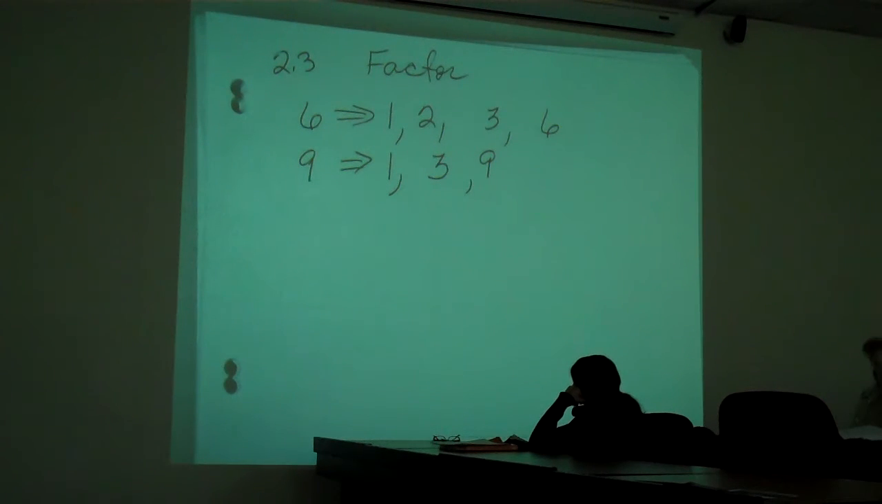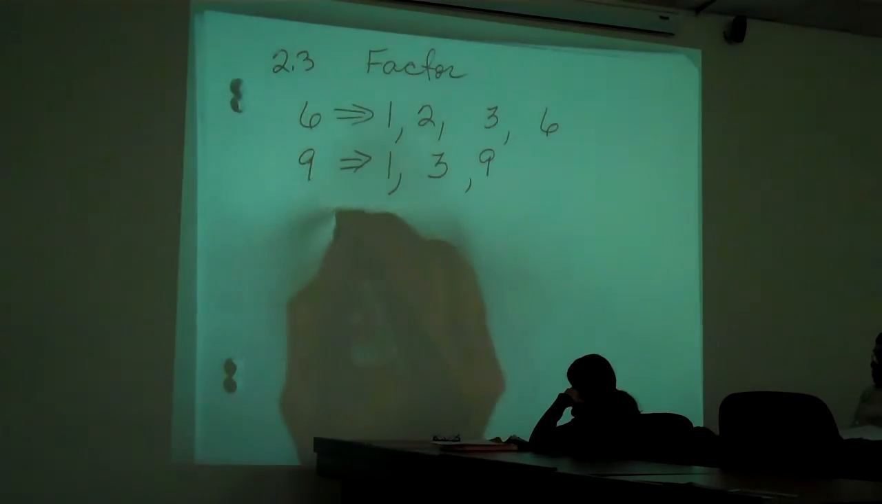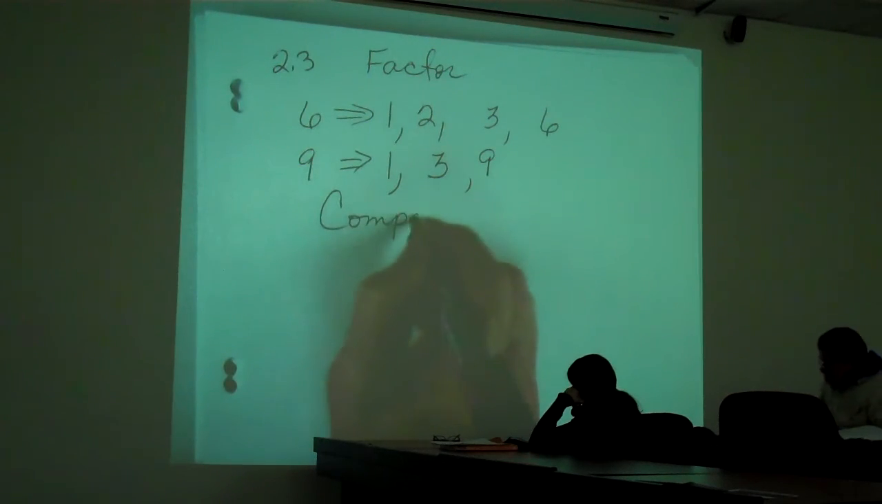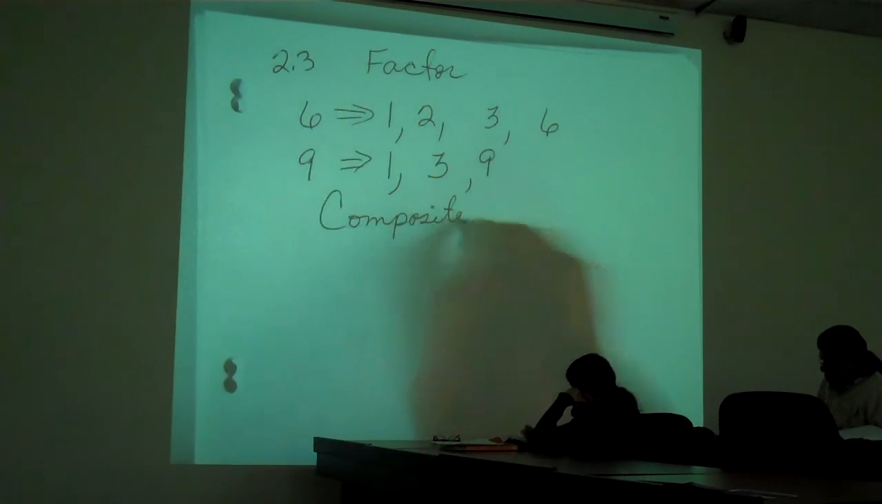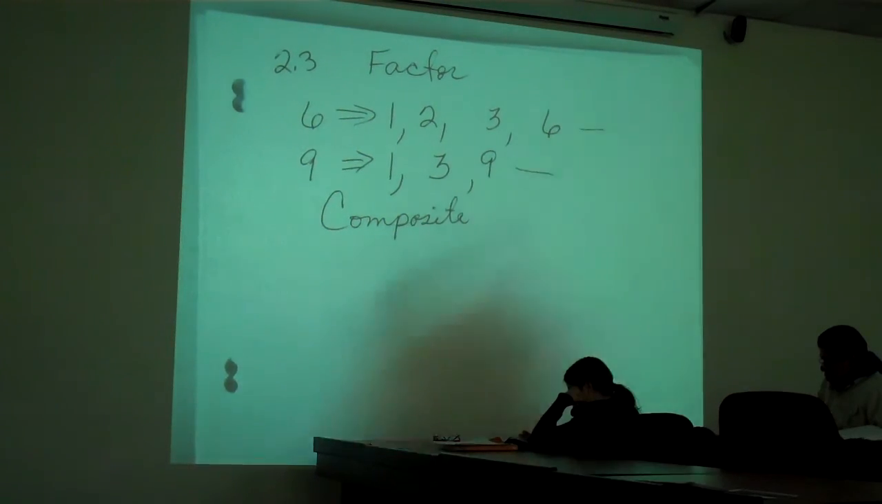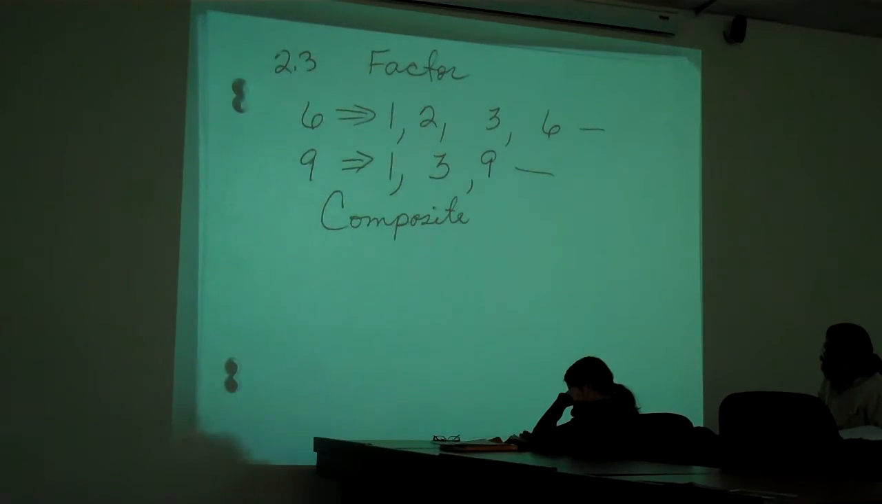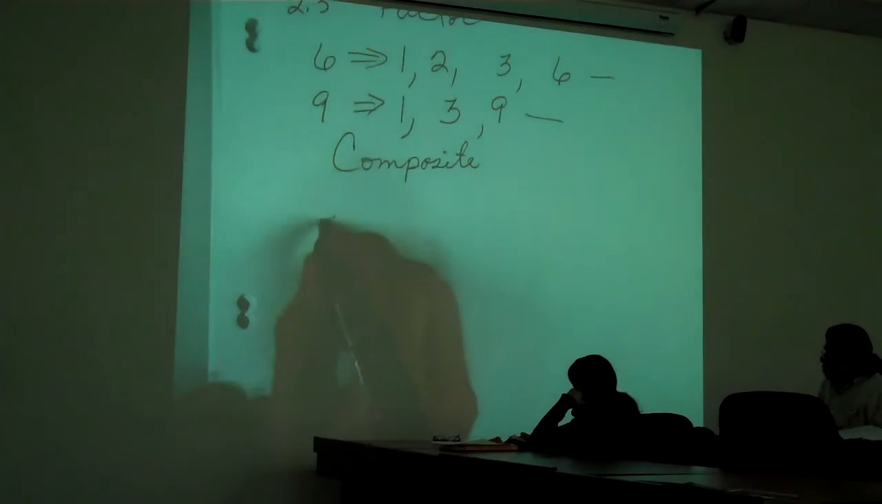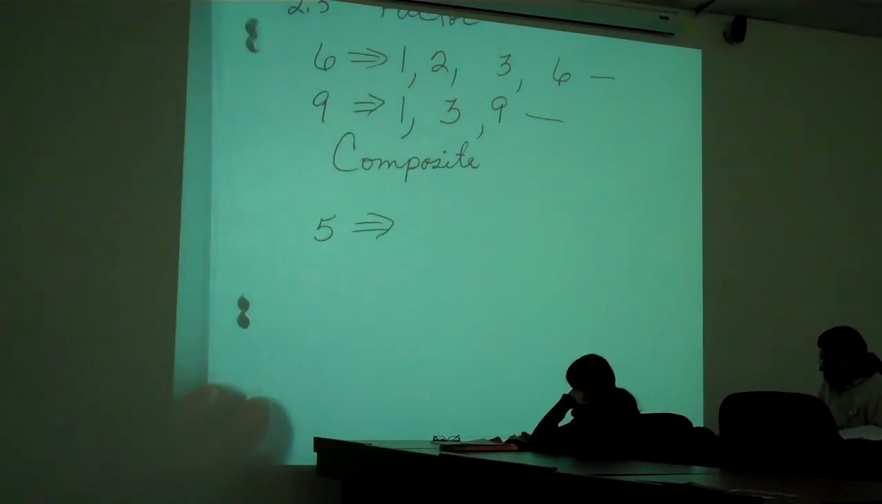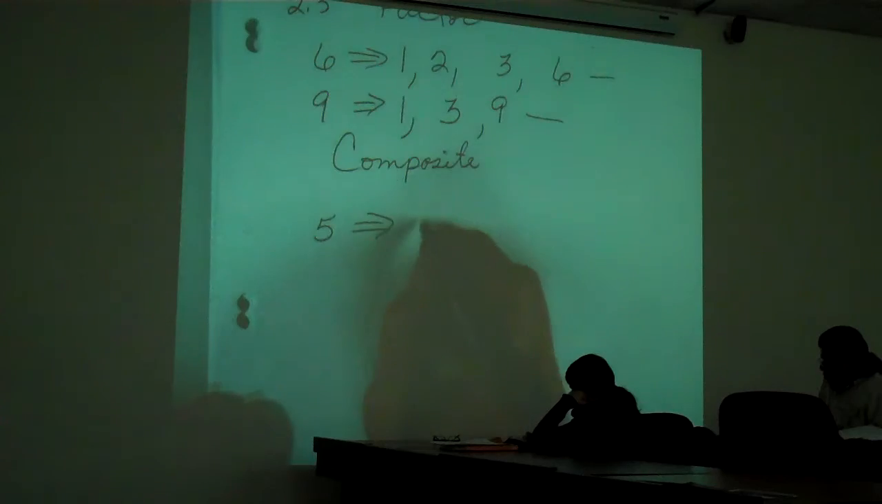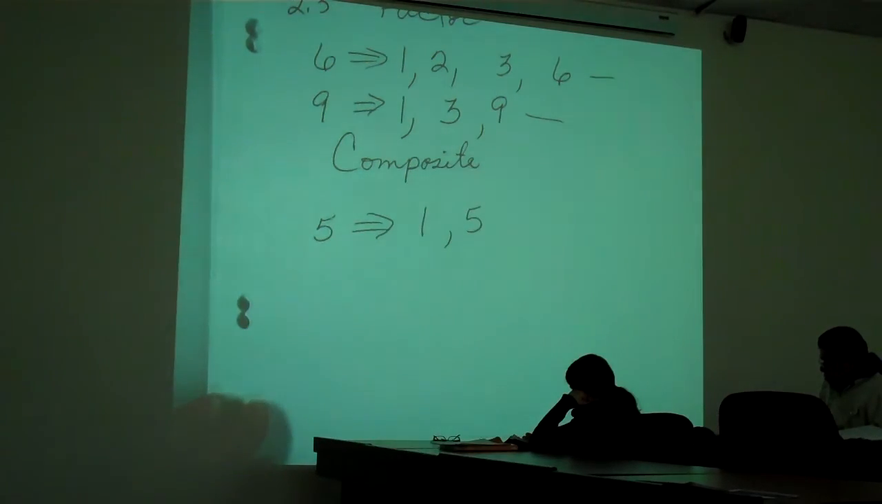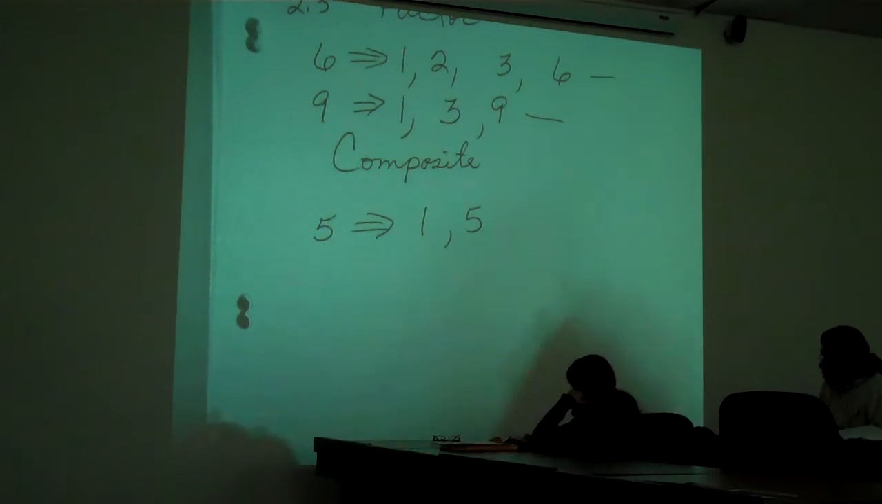Okay, this is factors. If a number has other than 1 and itself as factors, it's called composite. These are composite numbers right here. Both of these are composite. Okay, a prime number, like 5, what will divide into 5? 1 and 5. That's a prime number because its only factors are 1 and itself. Okay, so prime numbers.